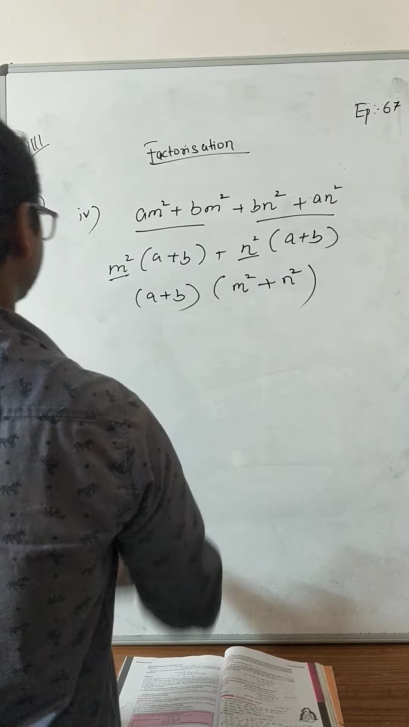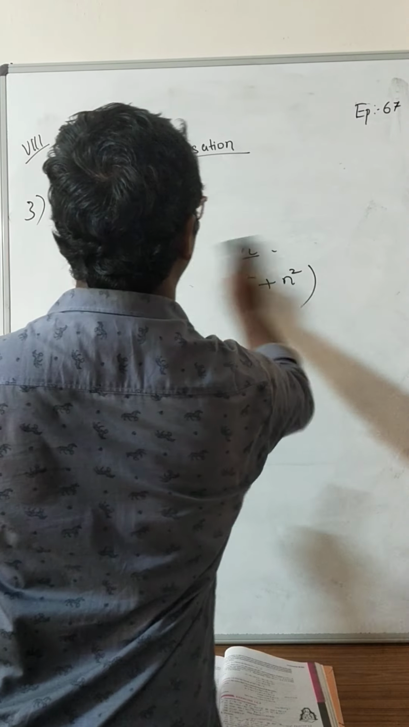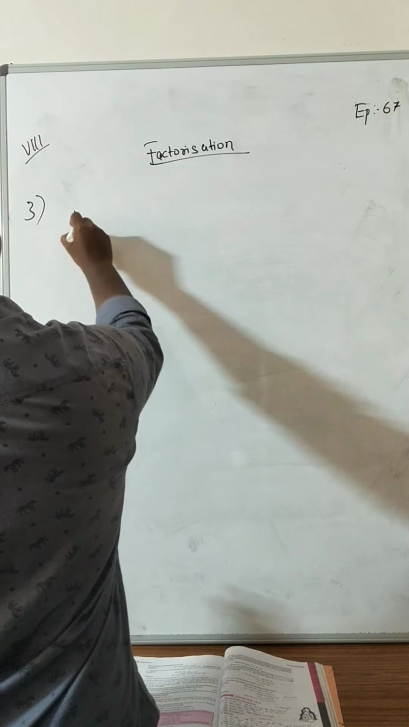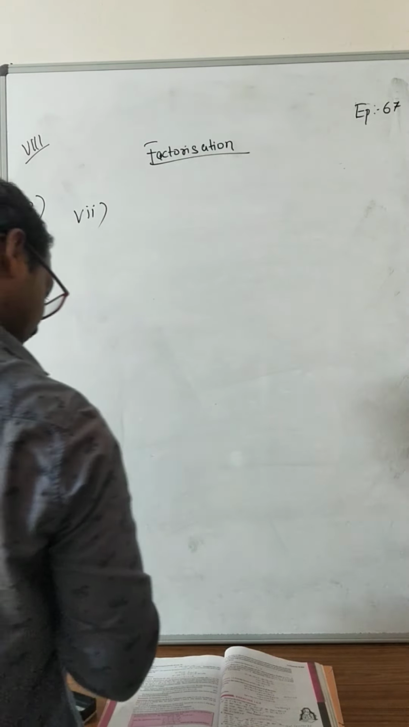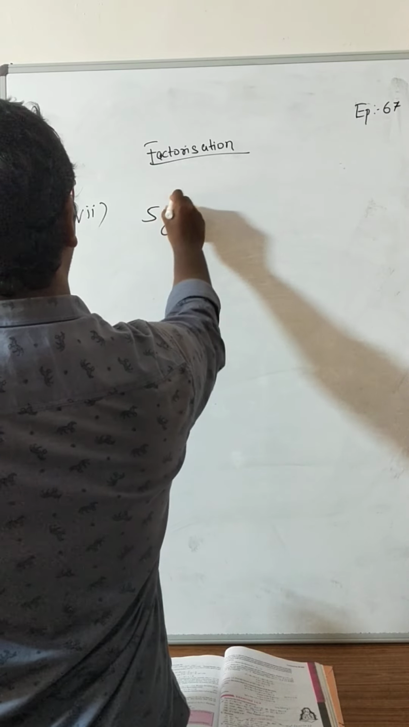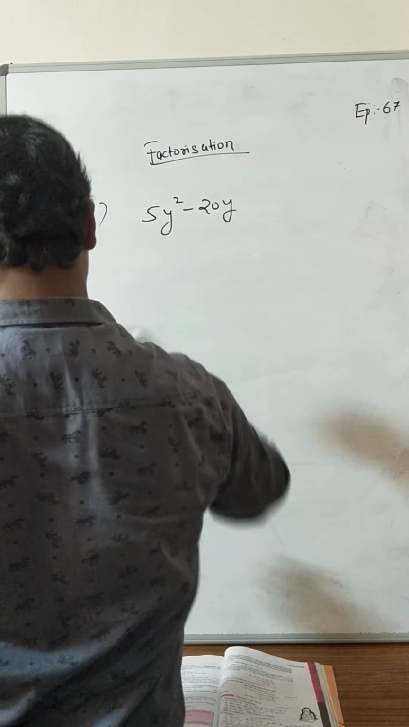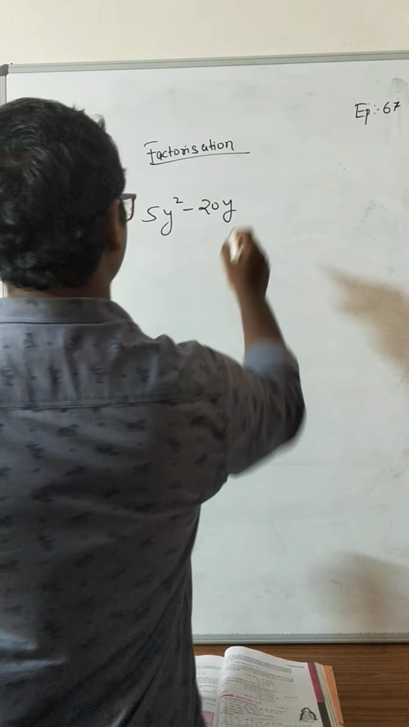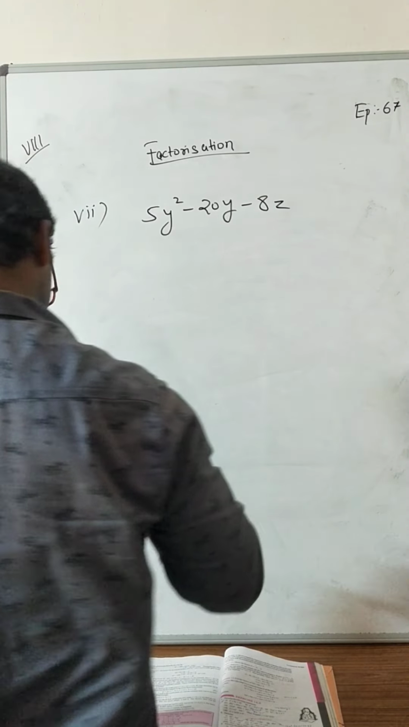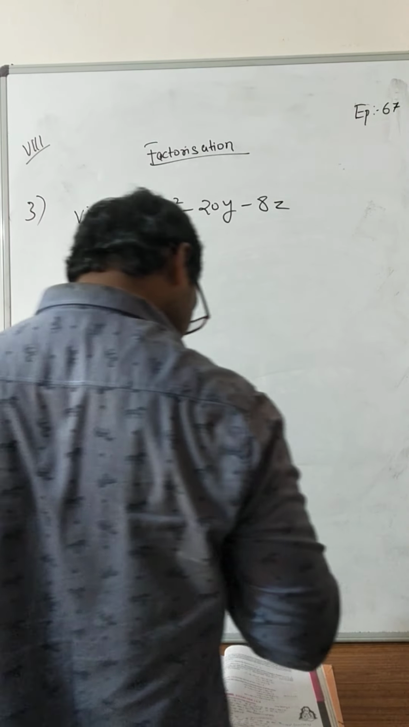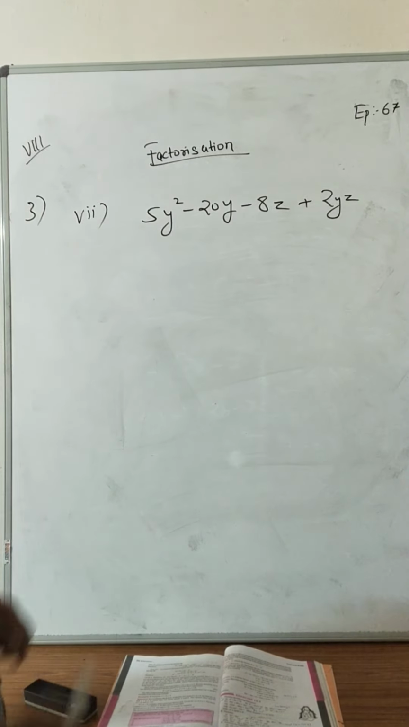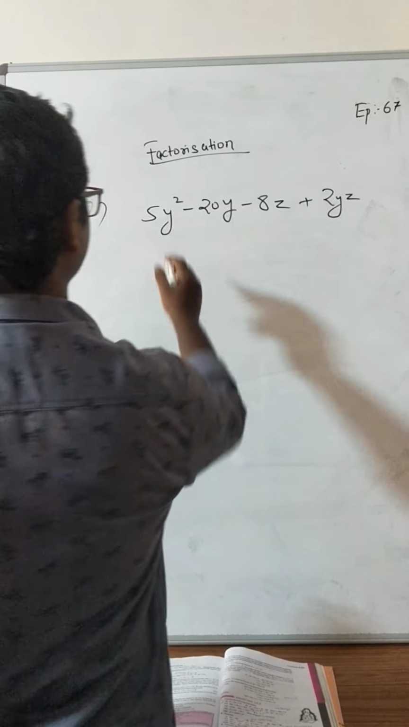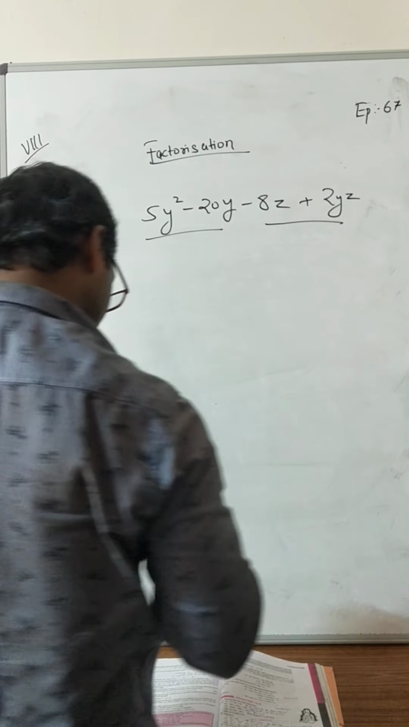Now look at question number 7. Now look at the seventh one, which is 5y square minus 20y minus 8z plus 2yz. Okay, in this, let us group them into two.